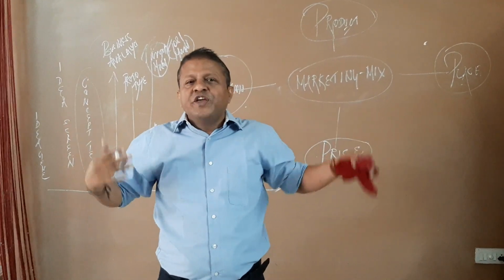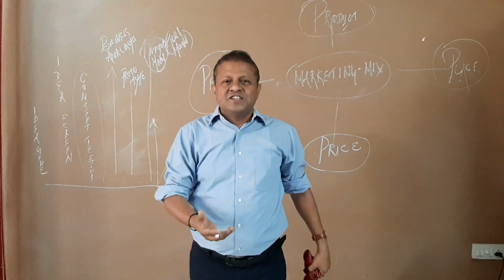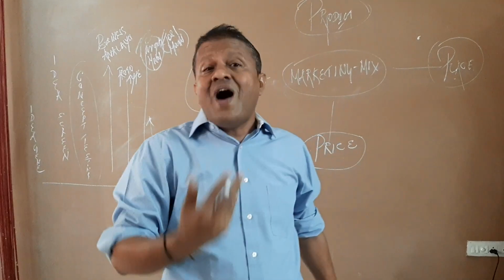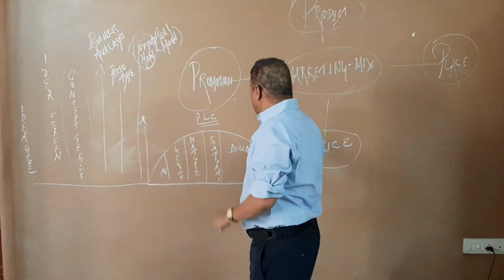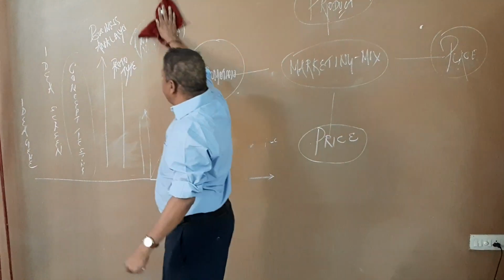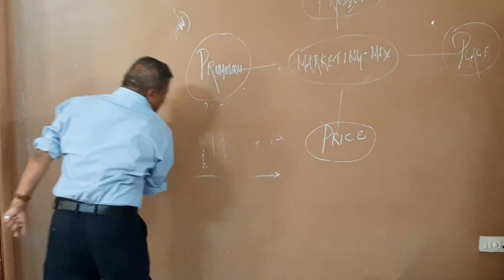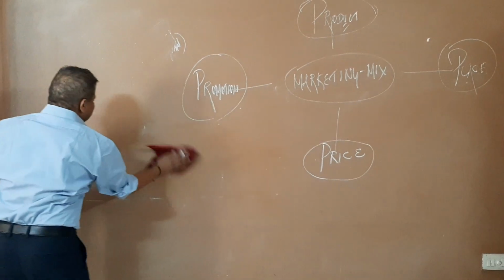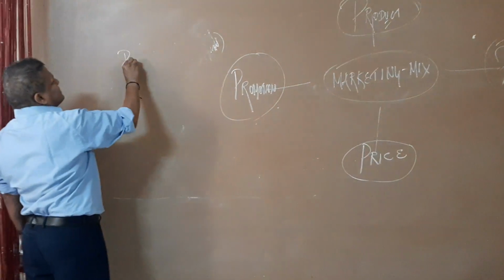So in product, we evolve our product strategy. What do you mean by product strategy? Which product moves in the market and why? What is the product line? And the next important thing which we have to learn here is the product mix. Every company has to come up with a product mix. So what do you mean by a product mix? That is very, very important.